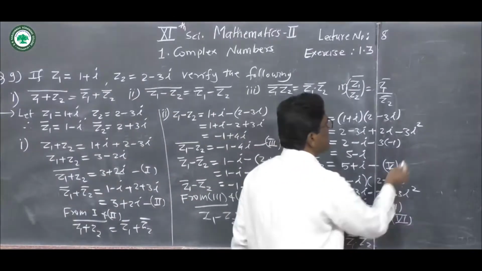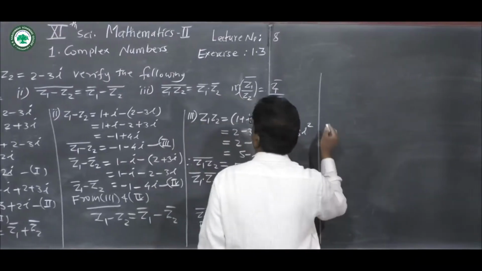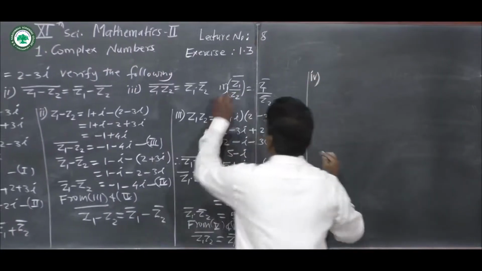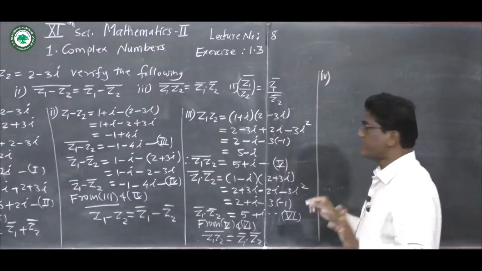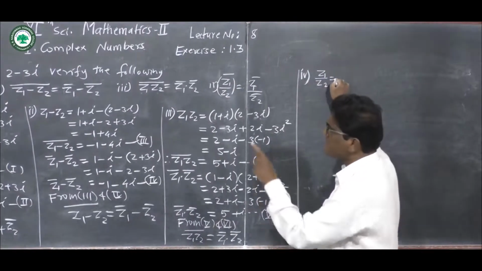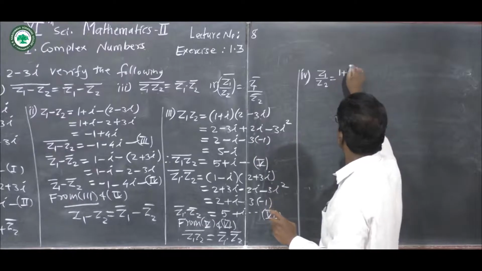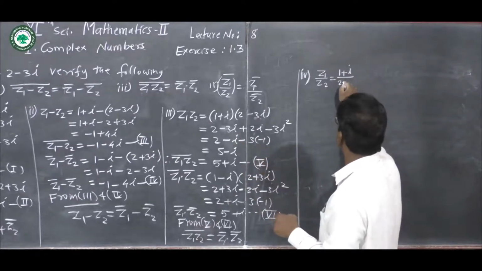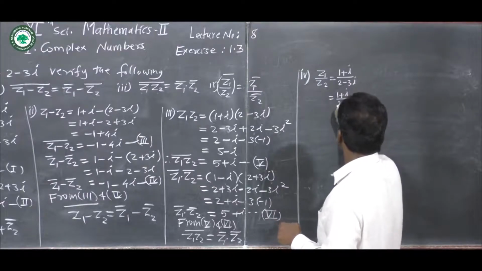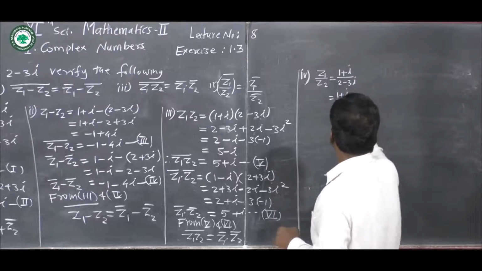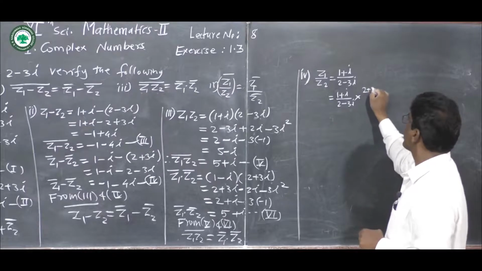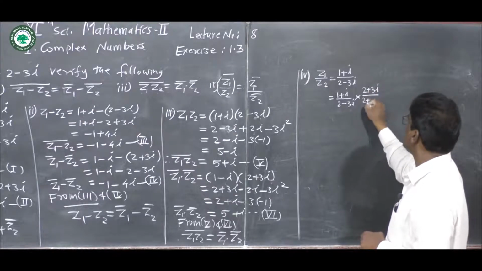Now see on this side, fourth: Z1 upon Z2 bar. Firstly find out Z1 upon Z2. Z1 is here 1 plus i, Z2 is 2 minus 3i. It is equal to 1 plus i upon 2 minus 3i, multiplied by the conjugate of the denominator, that is 2 plus 3i divided by 2 plus 3i.